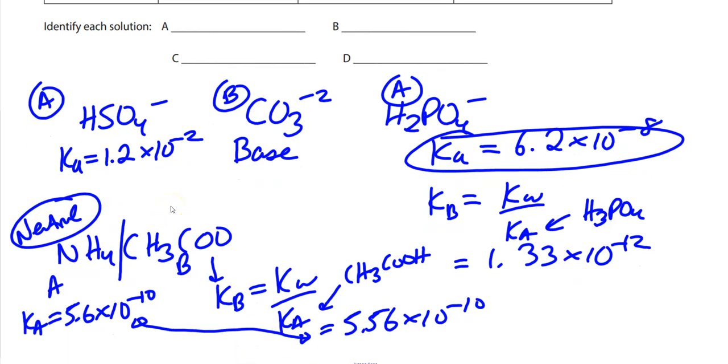Okay, so this is just a rough estimate. So we should have two acids, we should have a base, and we should have something that's neutral.